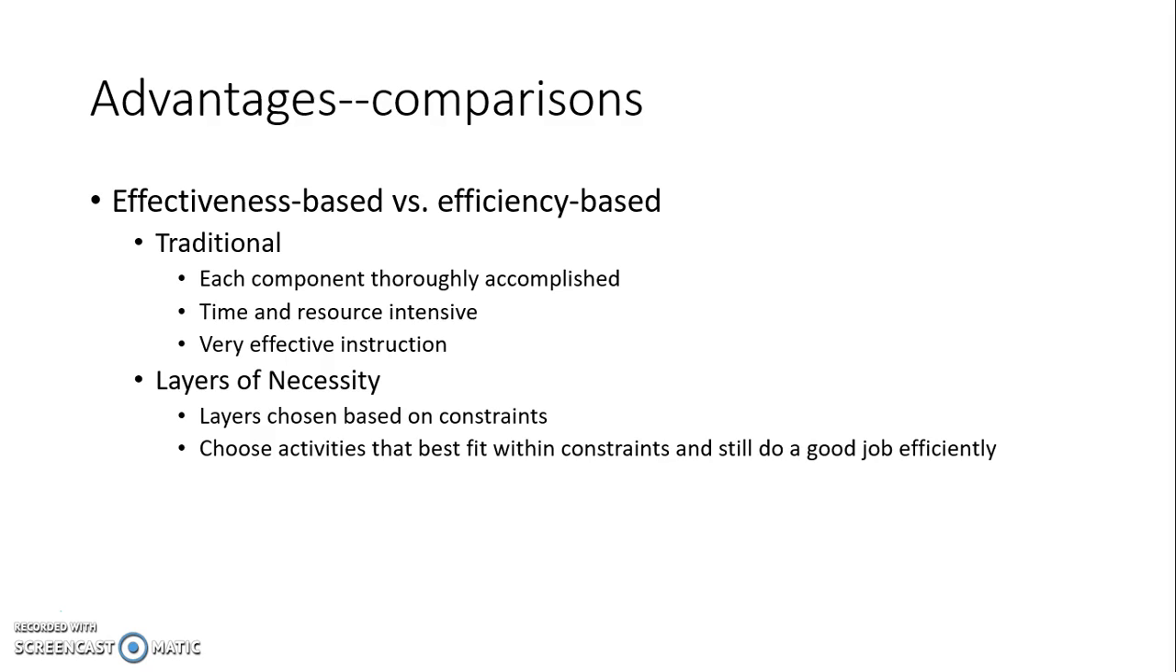Another comparison, effectiveness versus efficiency. Traditional models may result in very, very effective instruction, which is good, but they can also be very time and resource intensive because each component must be thoroughly accomplished before moving on to the next. Layers of necessity, though, says that the layers are chosen based on constraints. In other words, the models that they'll employ for each layer are based on the constraints. So you choose activities that best fit within those time and resources in order to do the job efficiently but still produce a quality product.